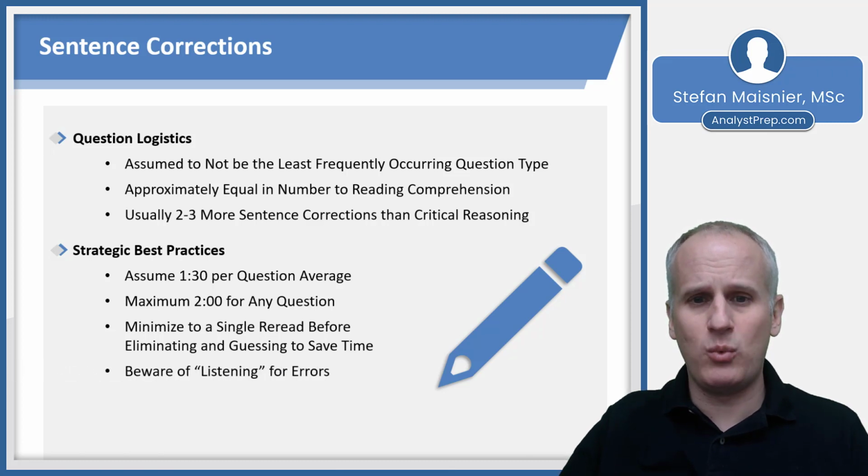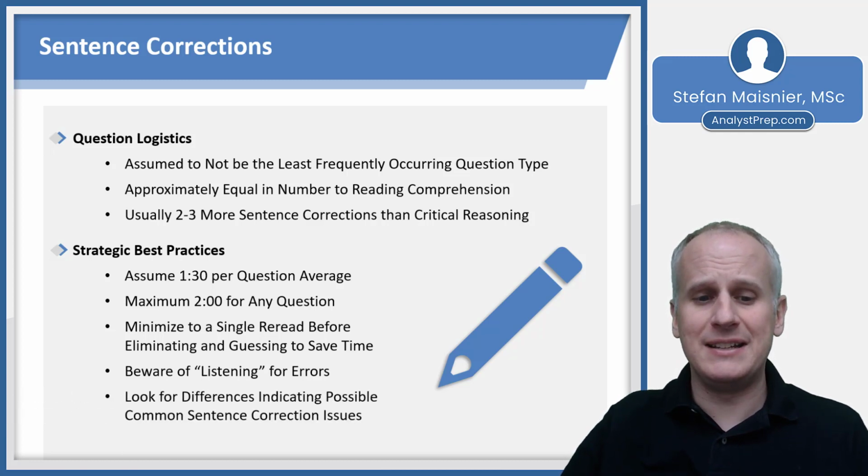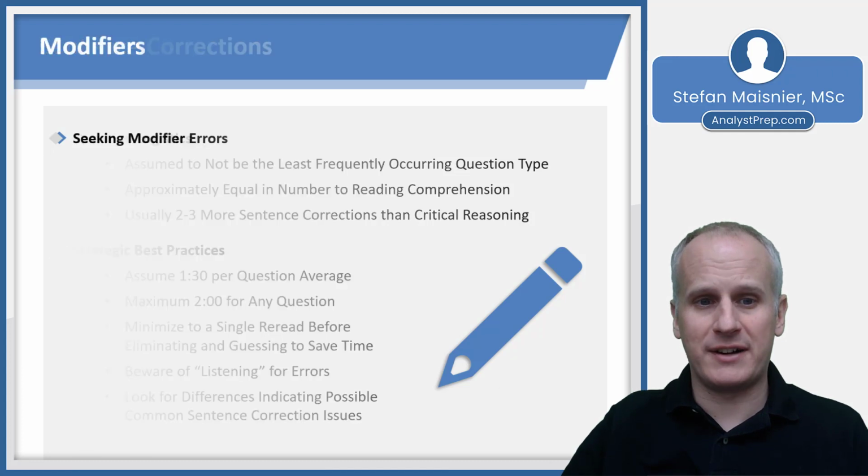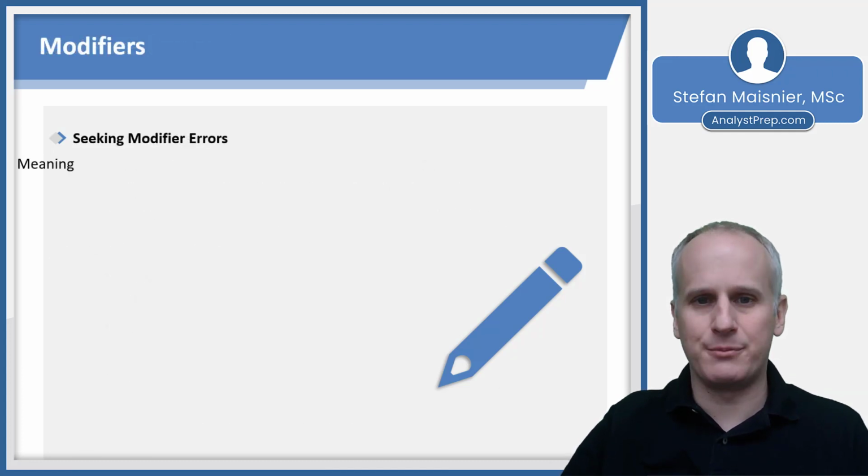And you need to beware of just listening for errors, because unfortunately, our conversational ear for English generally tends to be pretty bad. And instead, you want to visibly look for differences indicating possible common sentence correction issues, including, of course, modifier errors. So, how do we seek those modifier errors?